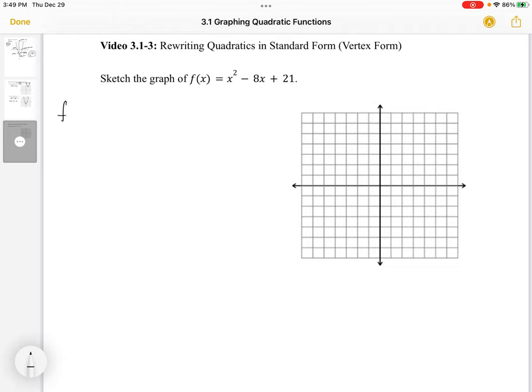So what I'm actually going to do here is I am going to complete the square, but I'm going to do it all on one side of the equation. I'm going to do it all on the right side of the equation. So I'm going to ignore the 21. I'm going to take this negative 8x as my middle term, and I'm going to complete the square by taking the middle term, dividing it by 2, and squaring it.